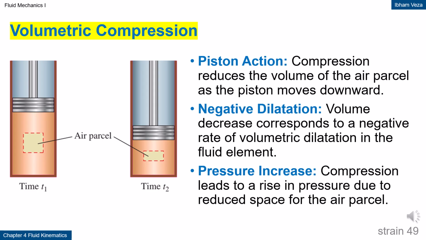Volumetric compression. The piston motion causes the volume of the air element to decrease gradually. This volume reduction is called negative volumetric dilatation. When the volume decreases, the pressure inside the fluid element increases. This phenomenon shows the direct relationship between volume change and pressure. This concept is important for understanding compressible flow behavior.